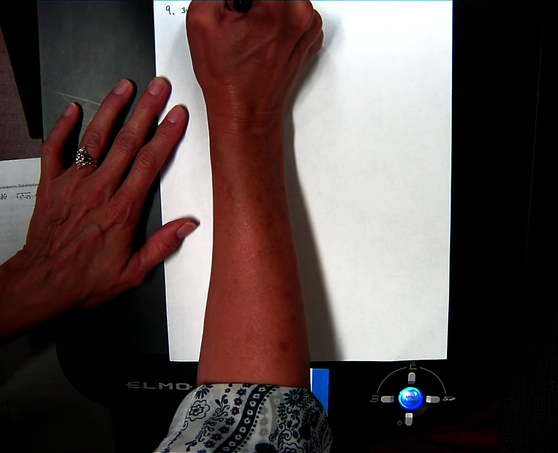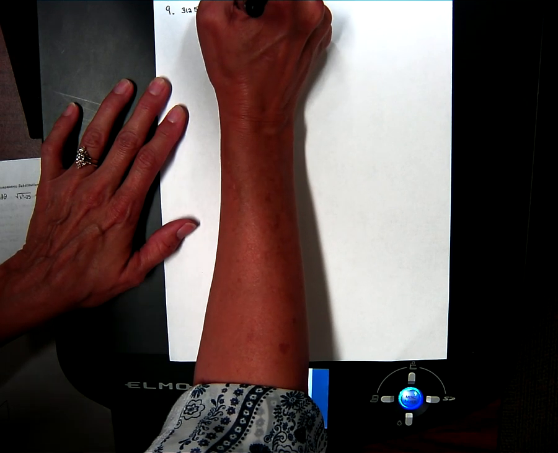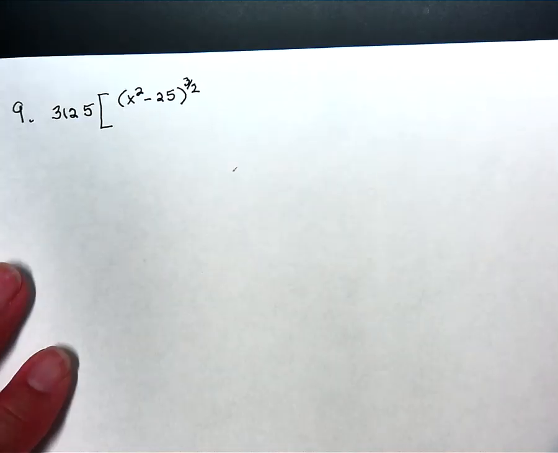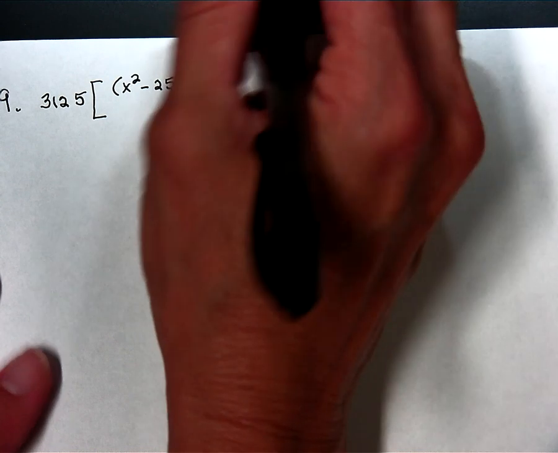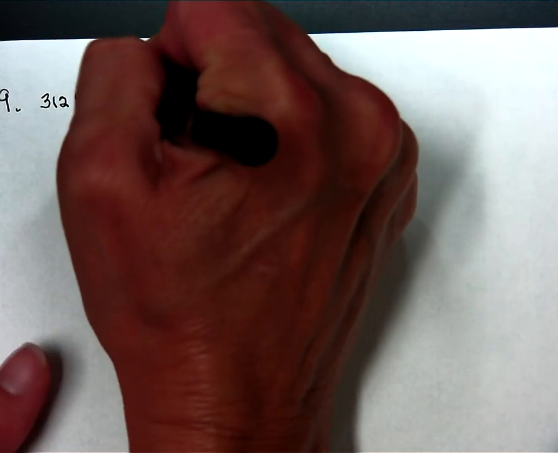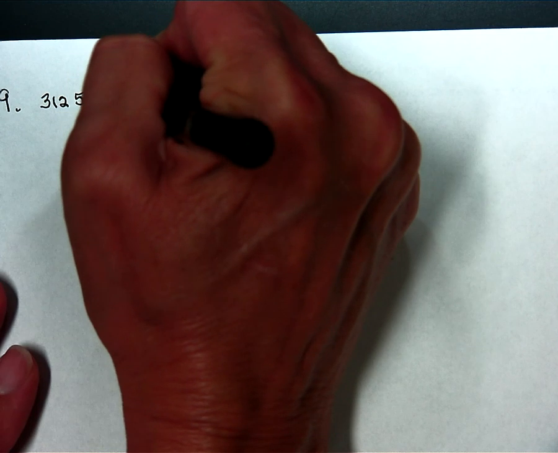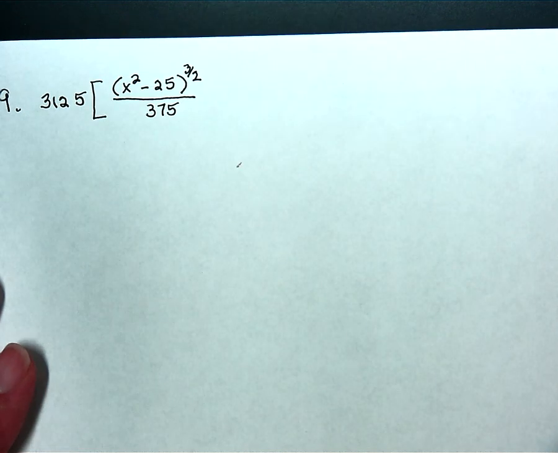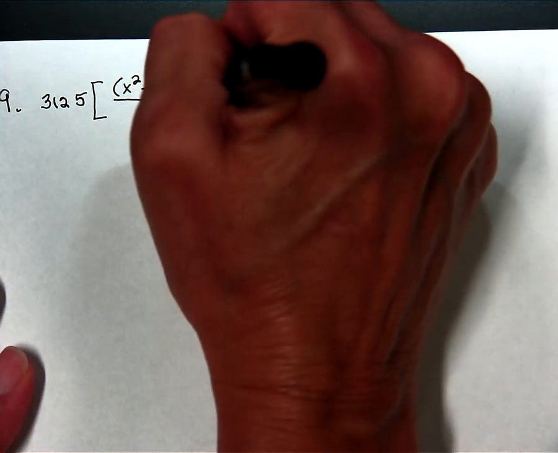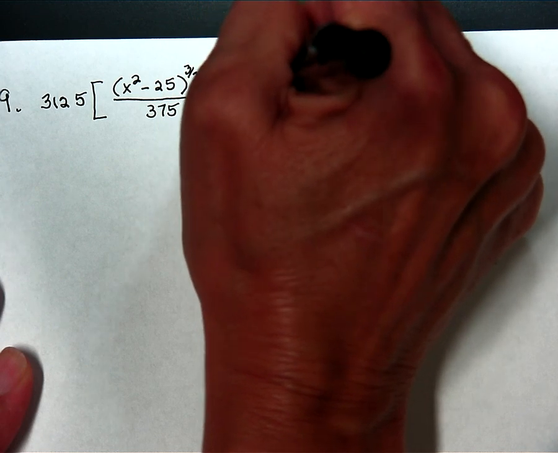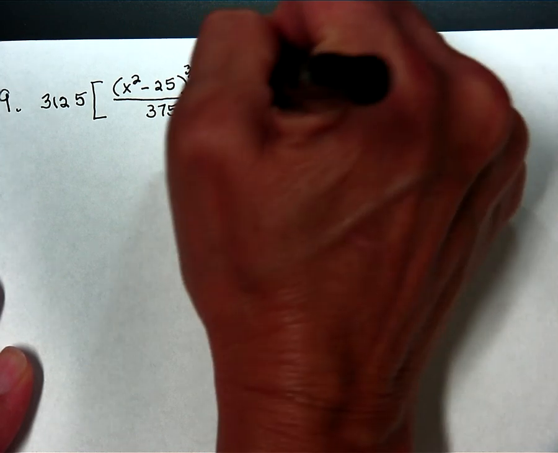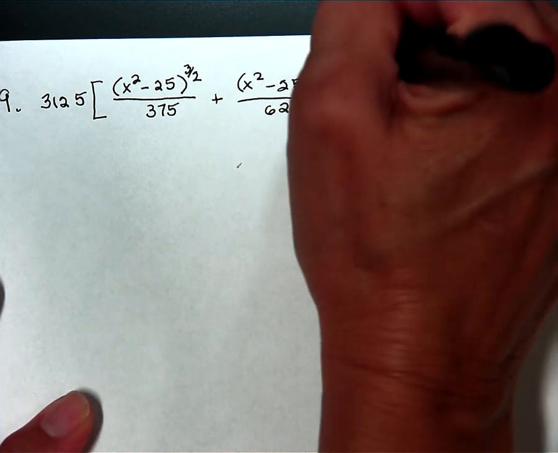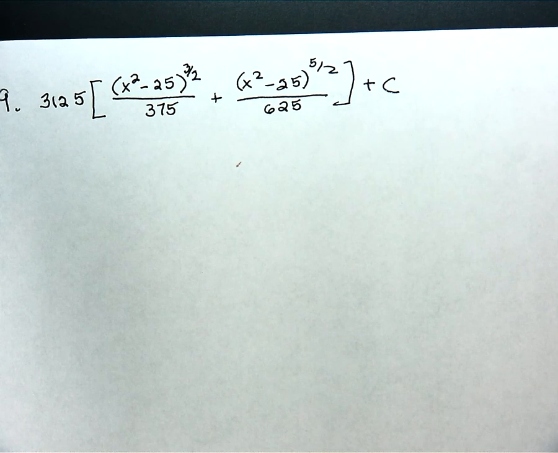I wrote a couple things differently. Instead of square root, I have x squared minus 25 to the 3/2, but you said square root and then you said cube, so I think that would be the same. Yes. And then you said 5 cubed in the denominator, and then 1/3 of that, I just have 375. And then you have x squared minus 25 to the 5/2, and 625. So I think that's equivalent to what you said. I believe so.